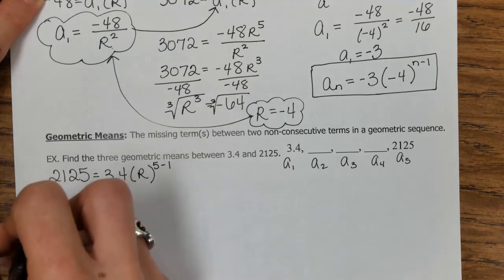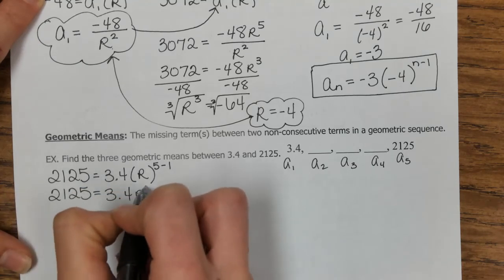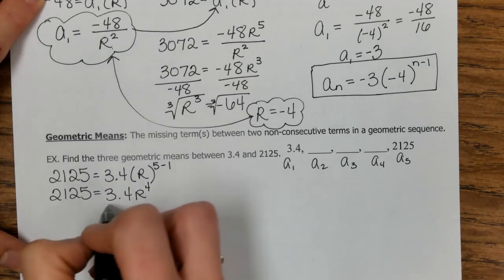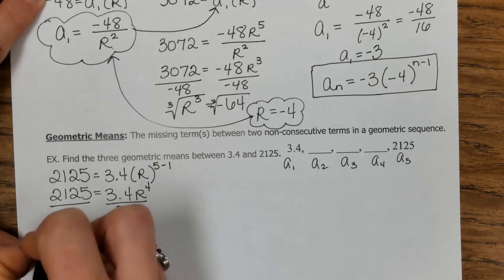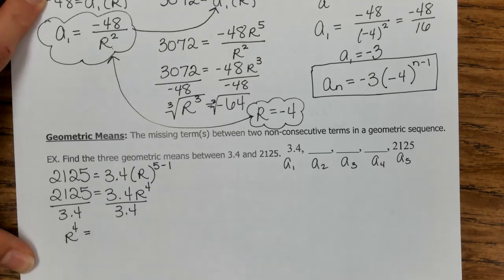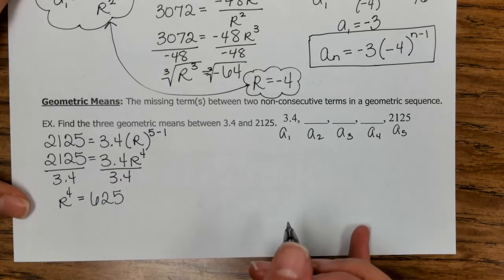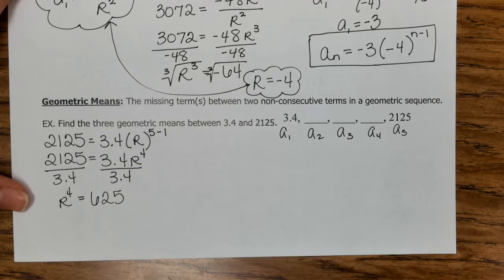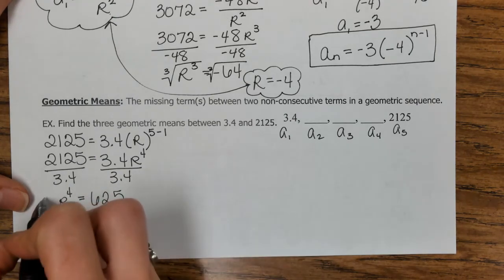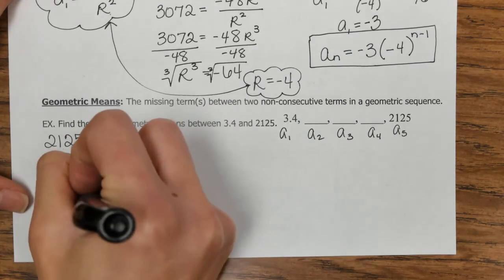So then 2125 is equal to 3.4 r to the fourth. Divide by 3.4. R to the fourth power is equal to 625. So to solve for r, what am I going to do? Root 4? I don't know how to say that, the fourth root. Okay. You can take the fourth root.